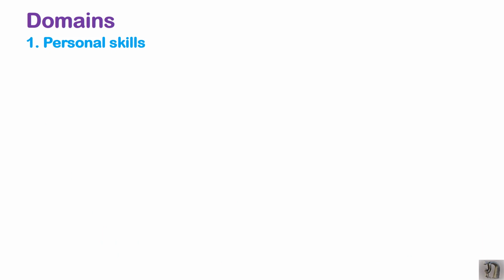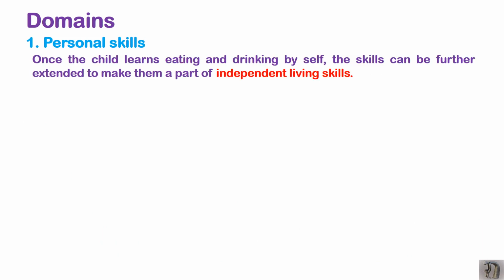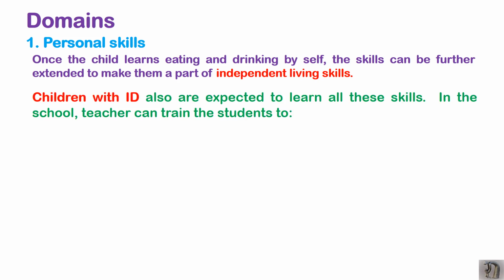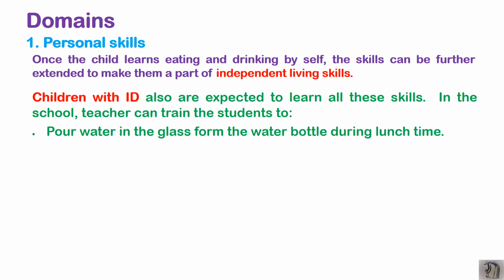Personal skills. Here, once the child learns eating and drinking by self, the skill can be further extended to make them a part of independent living skills, because when the child reaches the pre-vocational level, almost the child will be independent. Children with ID are also expected to learn all these skills in school, and at home the teacher can train the students, so they will develop a lot of skills.